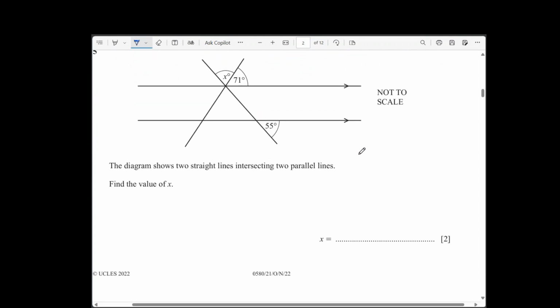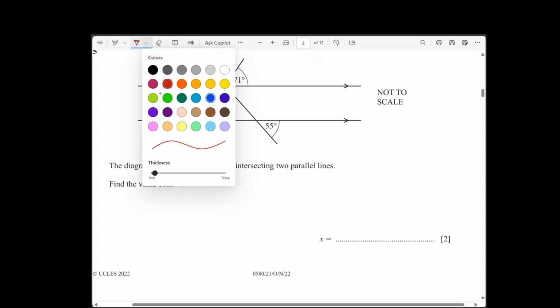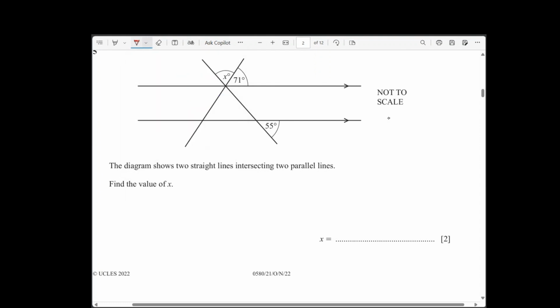Question 5. The diagram shows two straight lines intersecting two parallel lines. Find the value of x. Right. So we know that if two parallel lines are cut by a transversal, then three things happen. A transversal is a line that cuts two parallel lines in any kind of way, in any kind of gradient.